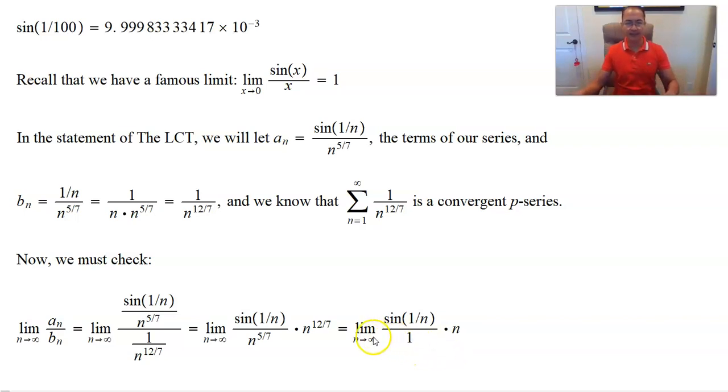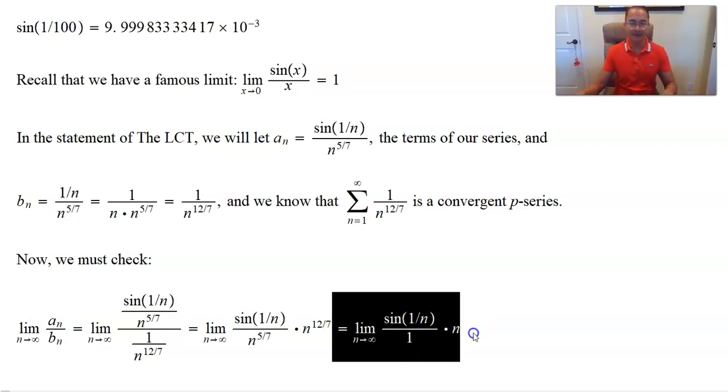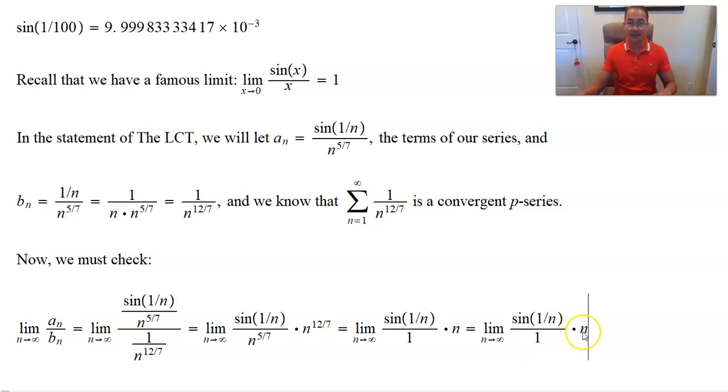Now here's the thing. We have sine of 1 over n times n. We flip this n back into the denominator. It's just temporarily up there. Normally we don't like negative exponents. But check it out. If we flip it into the denominator as n to the minus 1, that's the same as 1 over n. And so we are back to the limit that started it all.